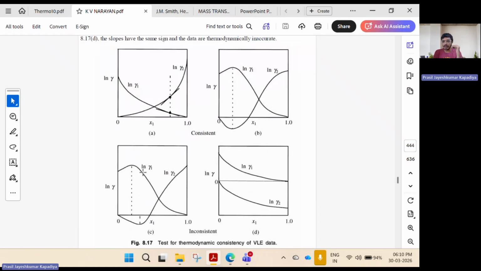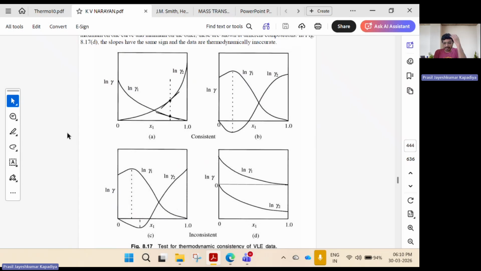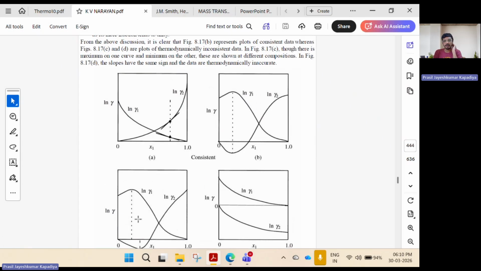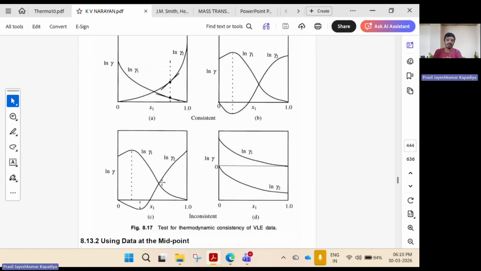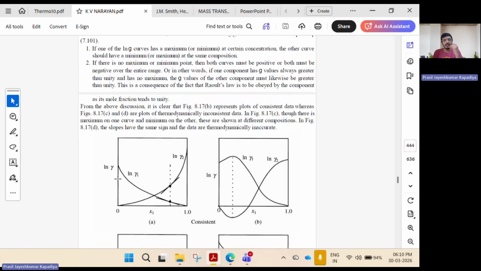Now, if I look at this third curve, ln gamma 1 versus x1, the maximum is here. So at the same composition, I should have a minimum, but I am not having a minimum at the same composition. It is slightly shifted. So we can say that at this point thermodynamic consistency is not maintained, so this data is not thermodynamically consistent. Whether it is this or this, we don't know which one. Maybe the maximum should be here or the minimum should be corresponding to this point. So for figure C, the data is not thermodynamically consistent.